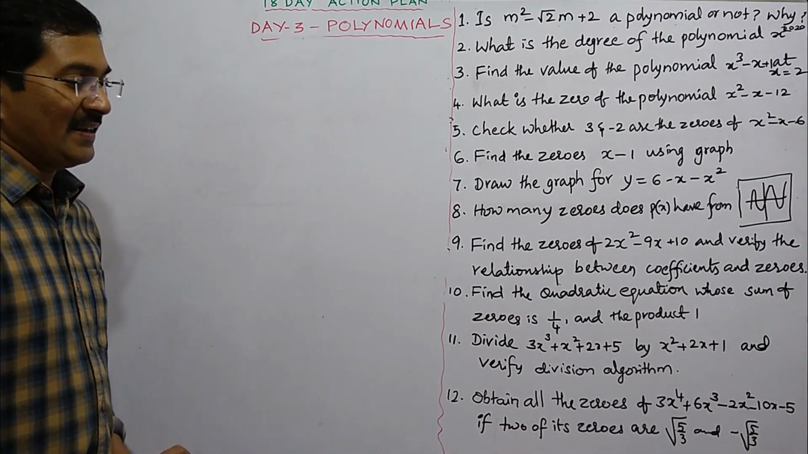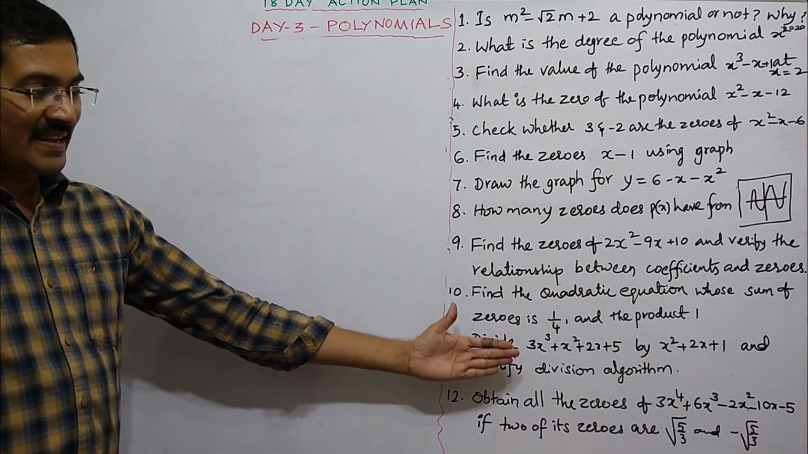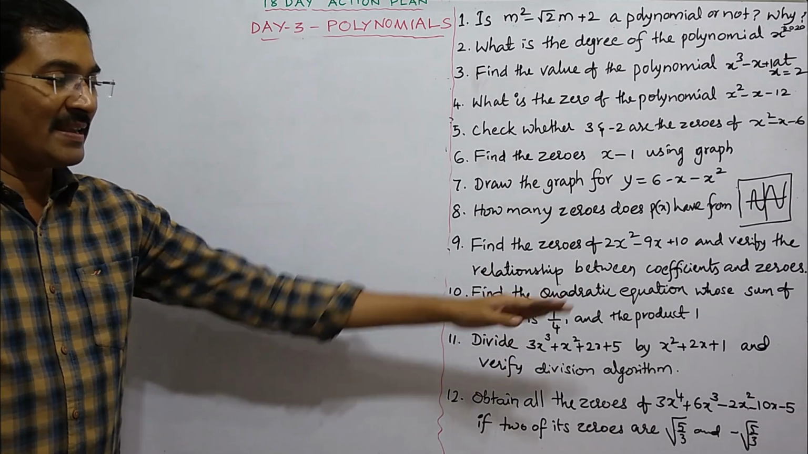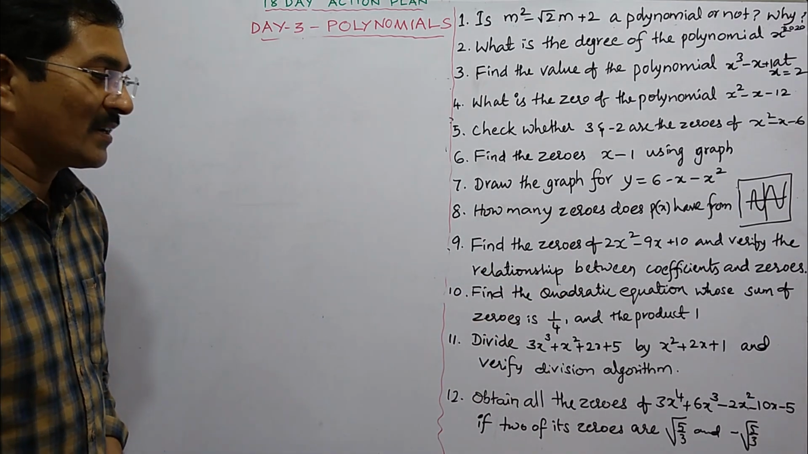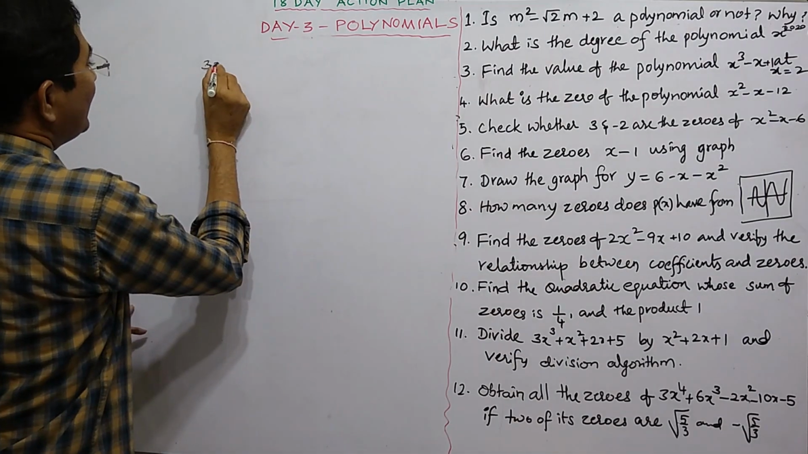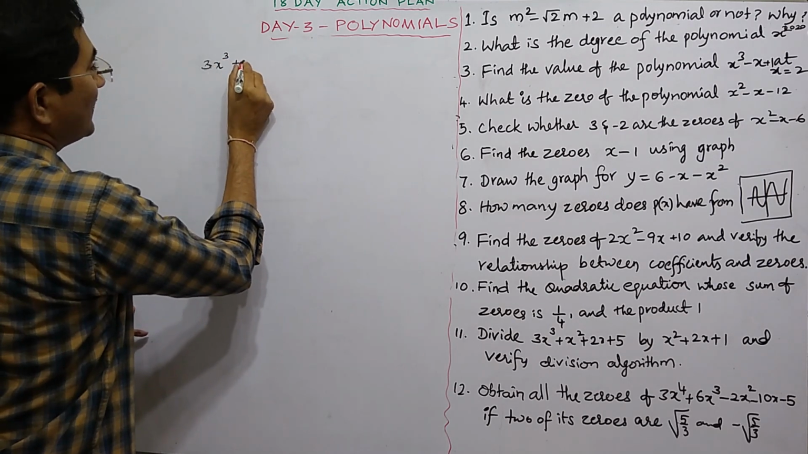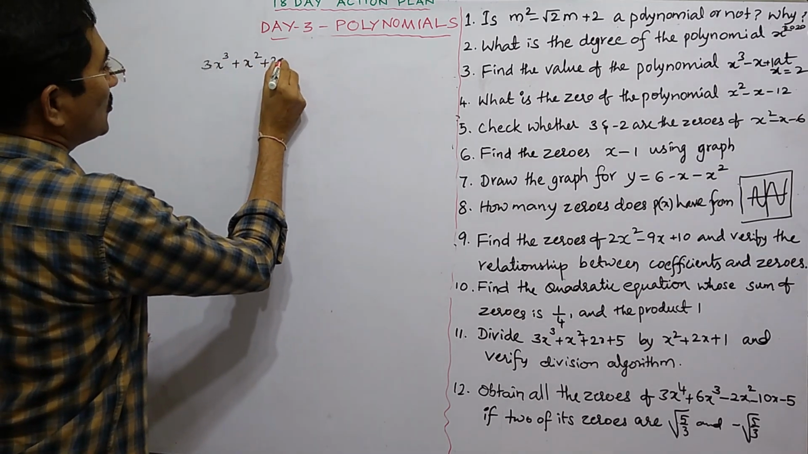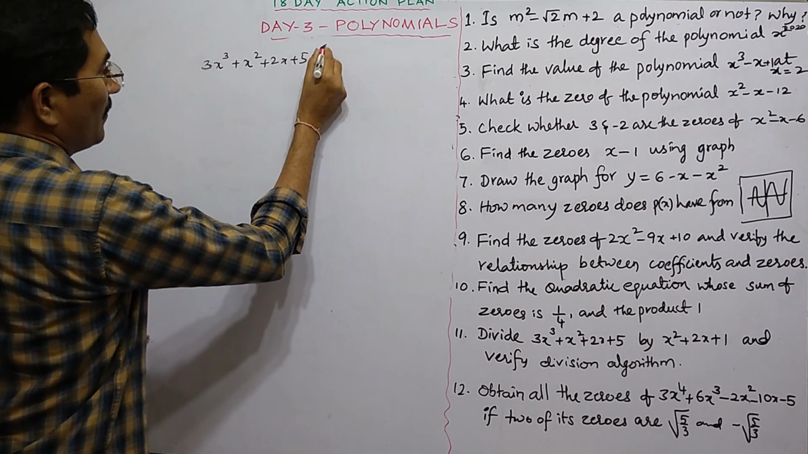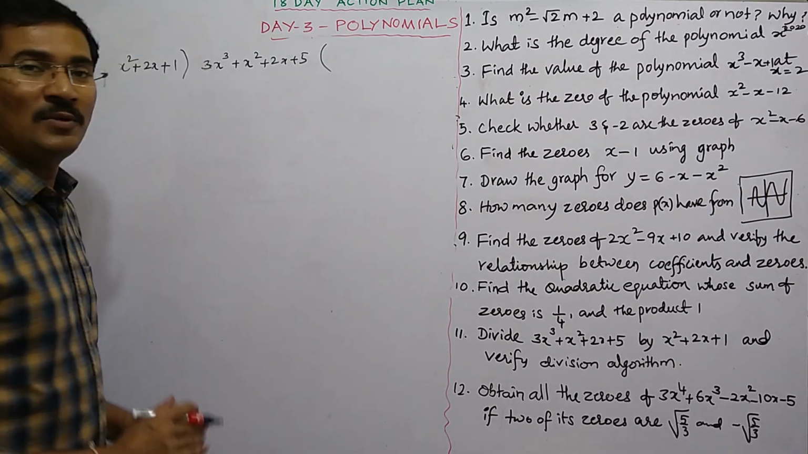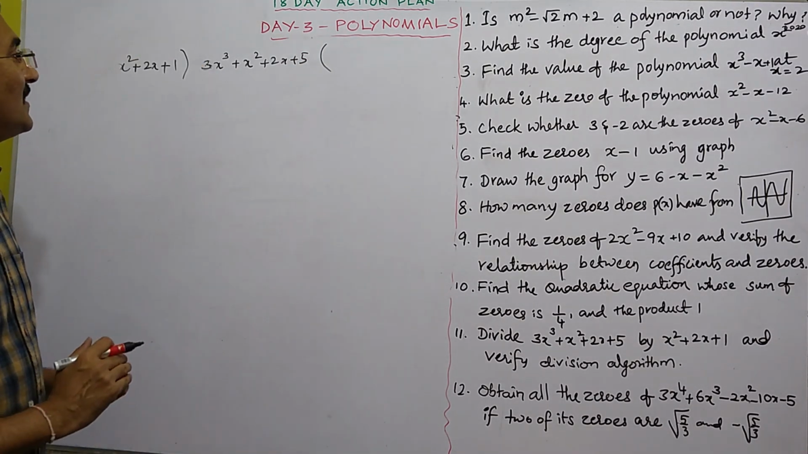Now the 11th one: divide 3x cube plus x square plus 2x plus 5 by x square plus 2x plus 1. Let us see. You have to divide 3x cube plus x square plus 2x plus 5 by x square plus 2x plus 1. Now let us see how we do this division.